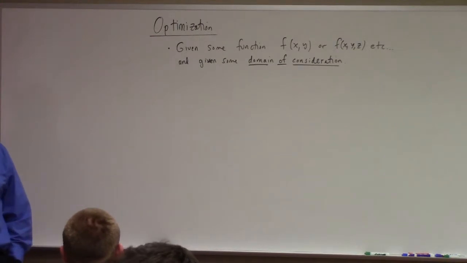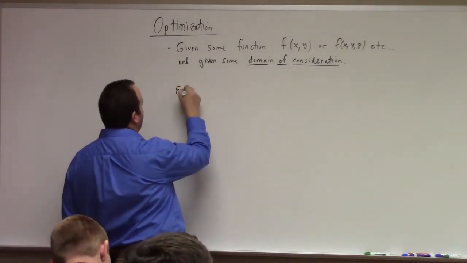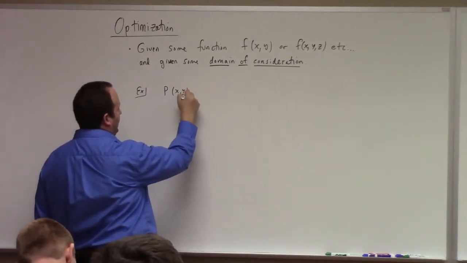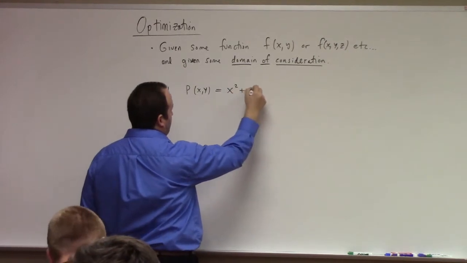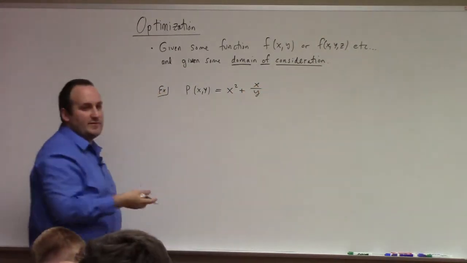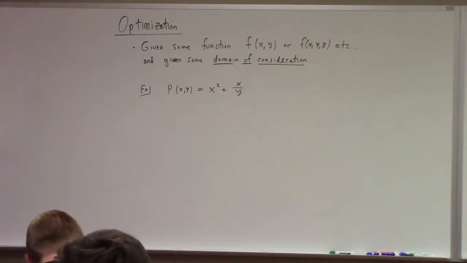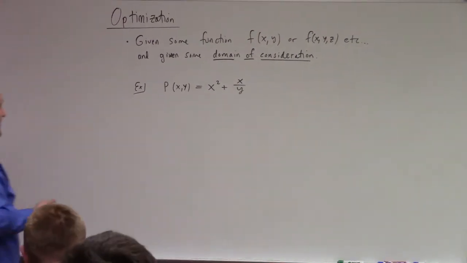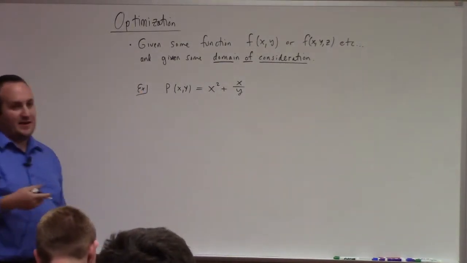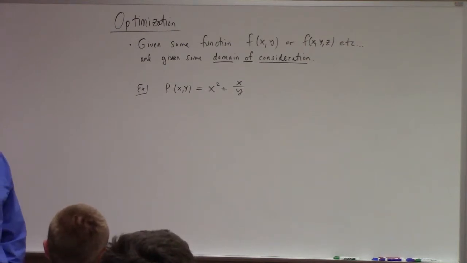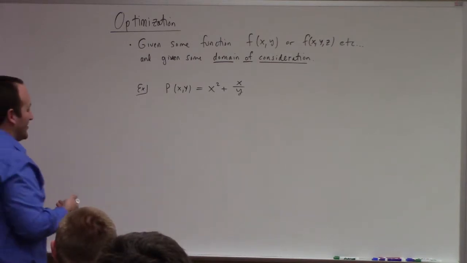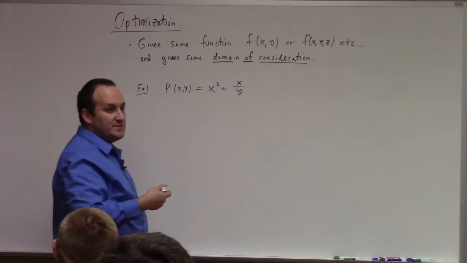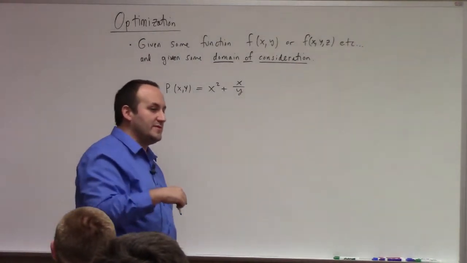I guess it depends on the nature of the problem, right? For example, you might have that the population as a function of x and y is equal to x squared plus x over y or something. For some, who knows? I mean, there's some reason that the population of Oompa Loompas is given by this formula, right? Then what would the domain of consideration be? Well, y could not be 0, that's true, for this model at least. I could consider 0 Oompa Loompas, though.